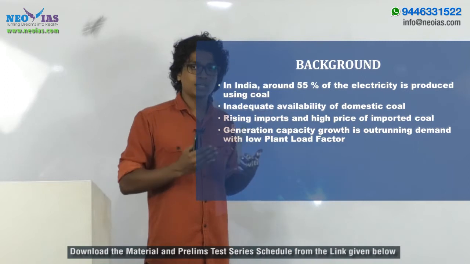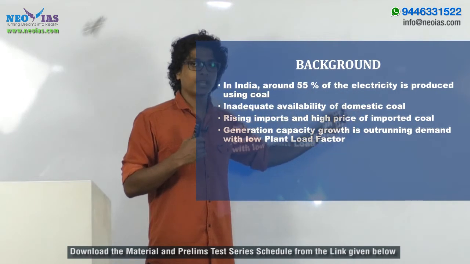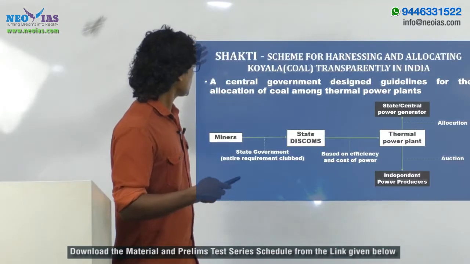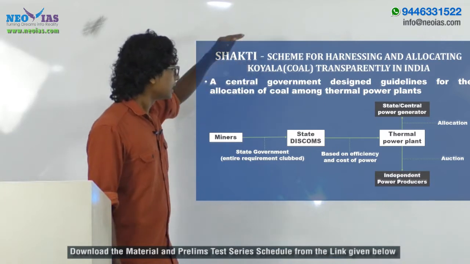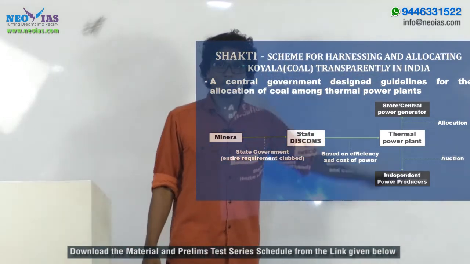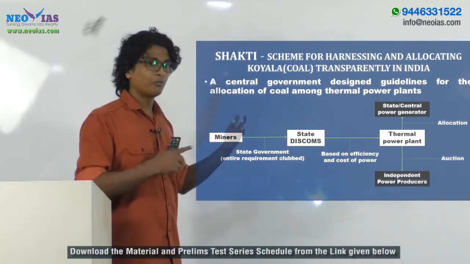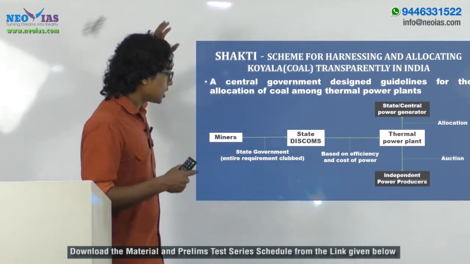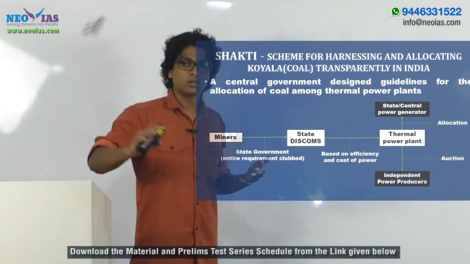So these are the basic issues persisting in the sector, and this is why we need policies like the coal linkage policy, or the SHAKTI policy, both having the same name. The abbreviation of the scheme is SHAKTI, and the full form is Scheme for Harnessing and Allocating Coal Transparently in India. Till now, coal allocation in India was very bureaucratic as well as non-transparent in nature. So SHAKTI aims to allocate coal properly to the thermal power plants in an optimum manner.